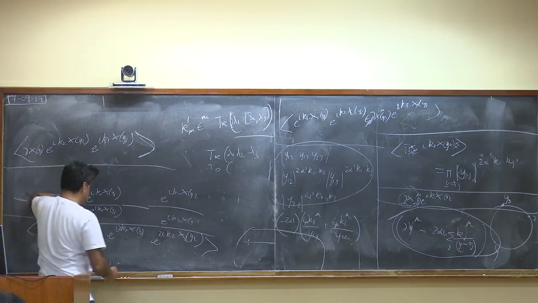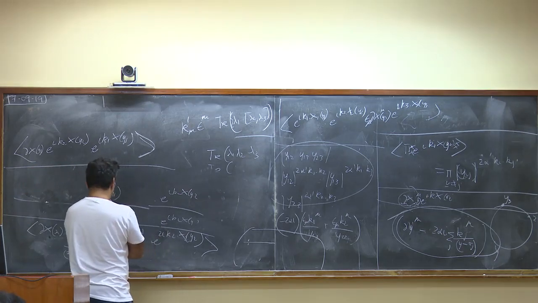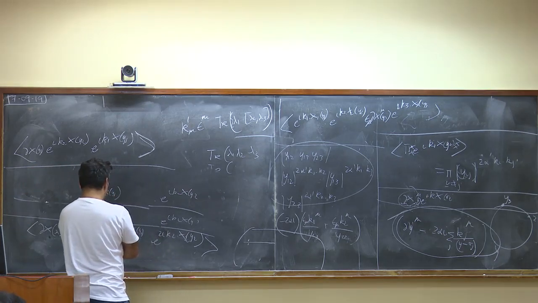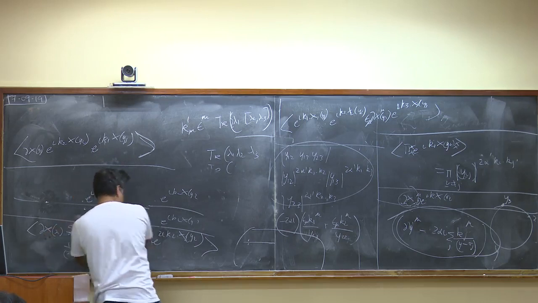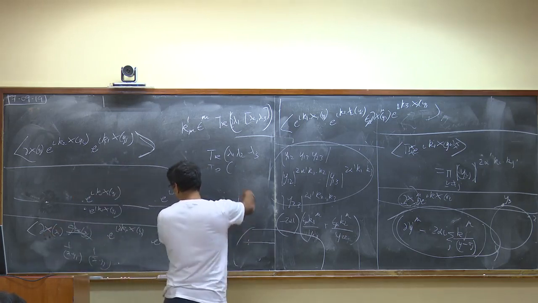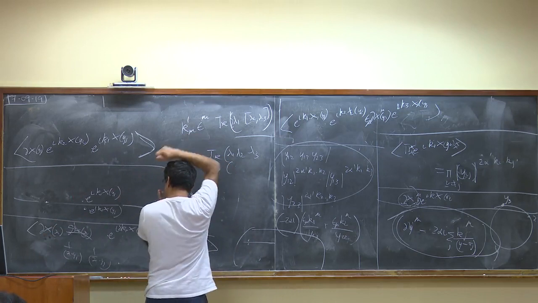The thing is, let's suppose this guy had been on the other side. We would get the x minus y1 that way, right?